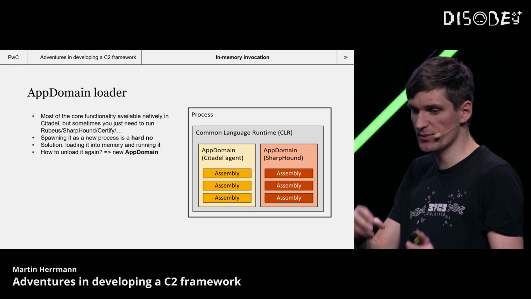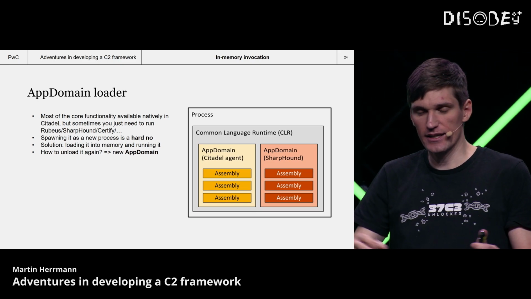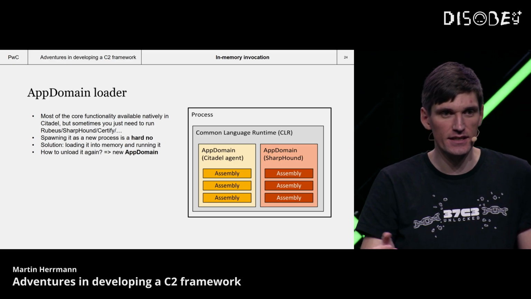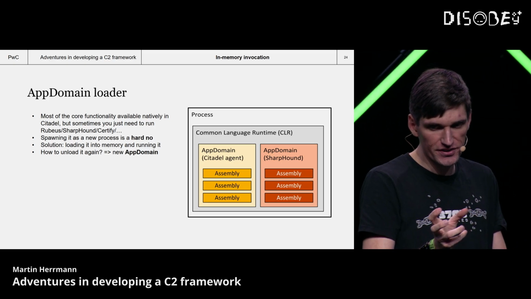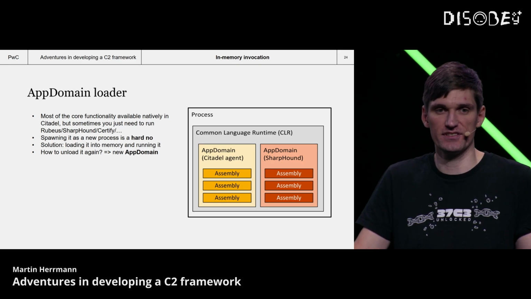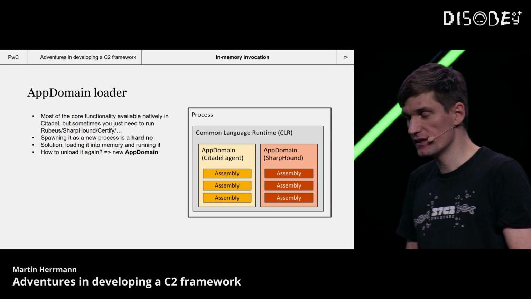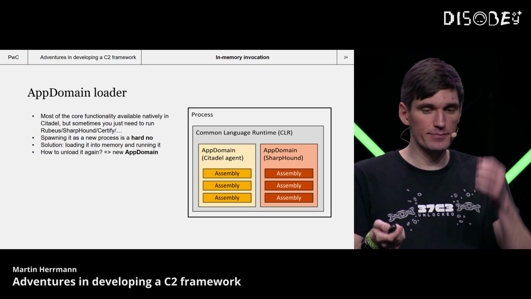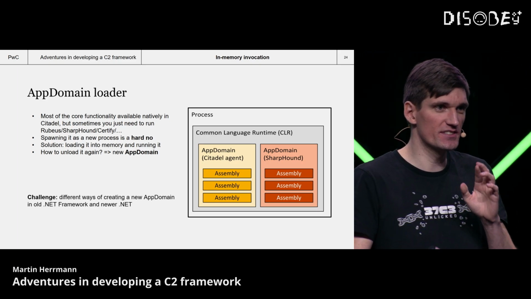And what we do here is we create a separate domain in which we then load the tool, for example, SharpHound with all its assemblies. We run it, we get the output, and once we're done with it, we just unload it again, and it's almost as if it never was there. It may sound simple how to do this, but actually it's a bit of a challenge because it's different.